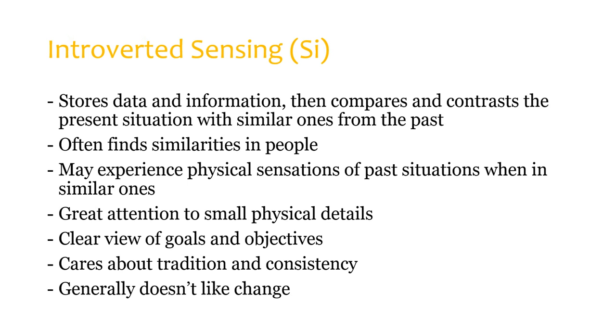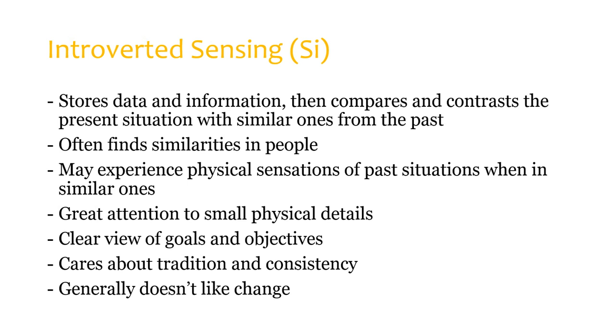Great attention to small physical details, clear views of goals and objectives, cares about tradition and consistency. All three of those things are also very important. I'm just going to look quickly, though, at the cares about tradition and consistency. This is very different from extroverted sensing. Very, very, very incredibly different. In fact, all of these things are.